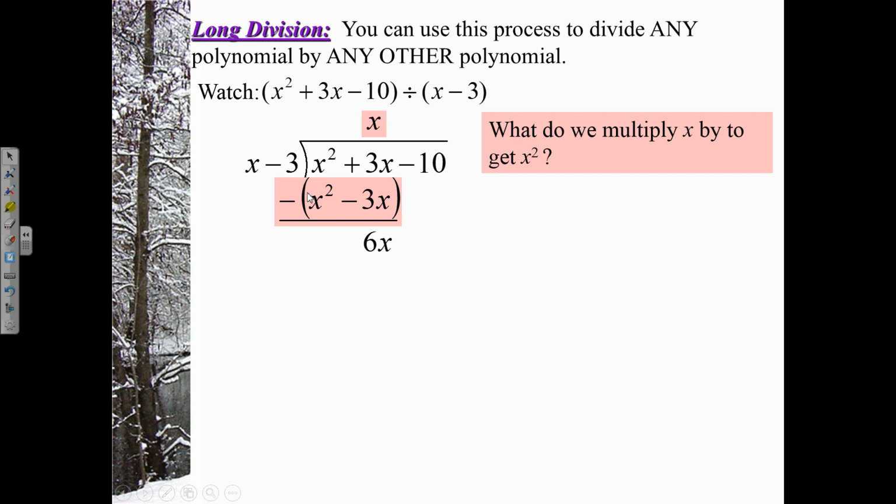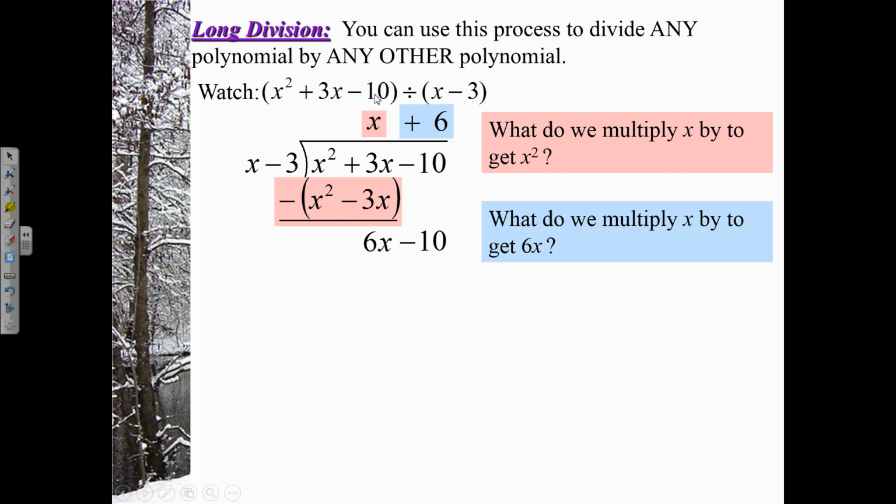Some students find it helpful to change the signs, if you make this a negative and this a positive. Then you bring down the next term and you do that process again. What times x makes 6x? So 6. So you add 6 to the top and then you distribute the 6 to both of these. So that would be 6x minus 18. Then you subtract. Again, these always cancel. Negative 10 minus negative 18. So that's like adding 18. So that comes out to 8.